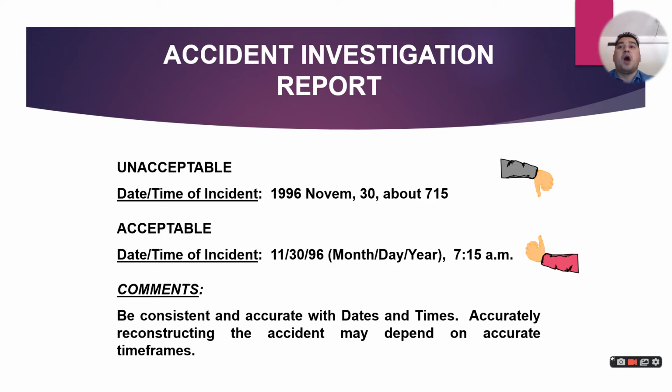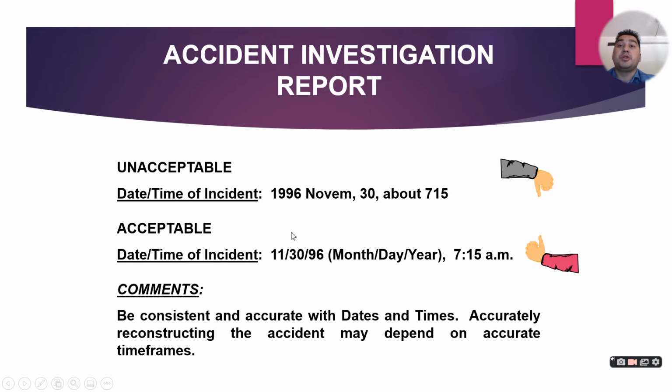Now, how we should write the report properly. First of all, in this one, the date and time of incident is unacceptable. This is how you should not write the date and time. You are writing 1996 November 30 about 7:15. What is that? It doesn't make any sense.